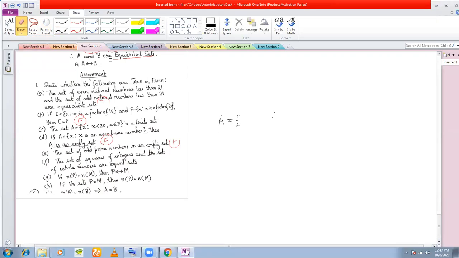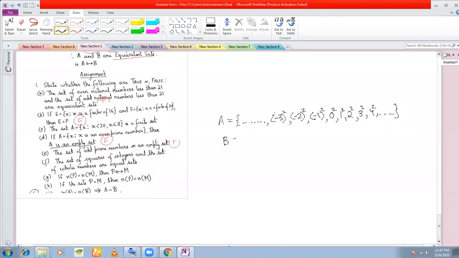Okay, so we are approaching from minus infinity. We have minus 3 square, minus 2 square, minus 1 square, 0 square, 1 square, 2 square, 3 square, 4 square, and so on. So this is your set A, the set of squares of integers. Let us call it the set A.